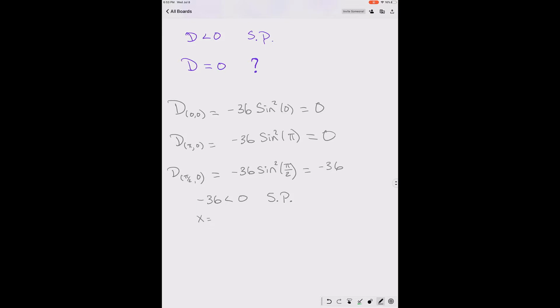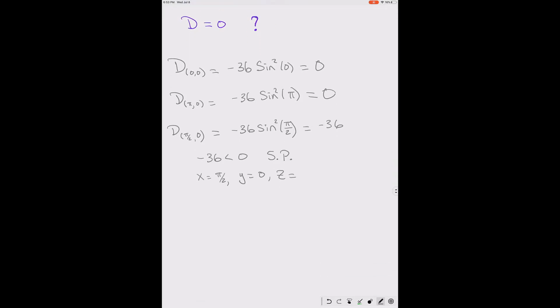So when x is equal to pi over 2 and y is equal to 0, what does my z equal? Well, z equals 6 times y, which is 0, times the sine of pi over 2. And the sine of pi over 2 doesn't matter because I have 6 times 0, so that's equal to 0. So at the point pi over 2, 0, 0, I have a saddle point.